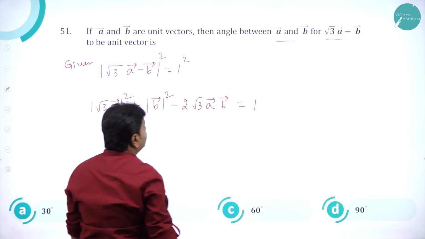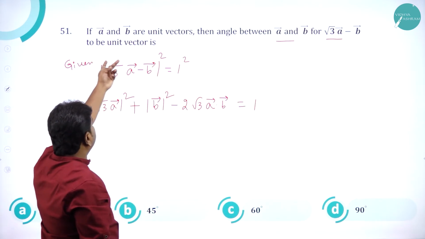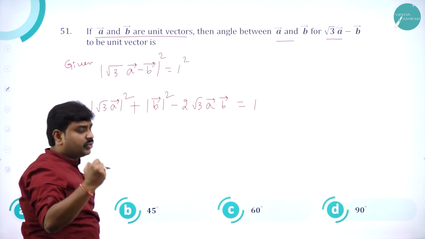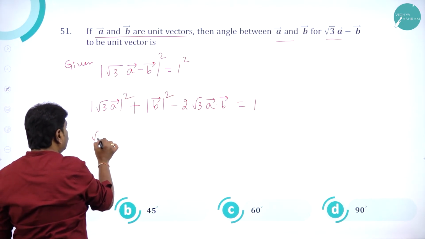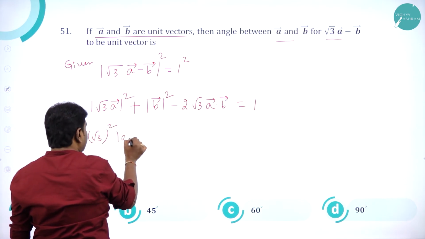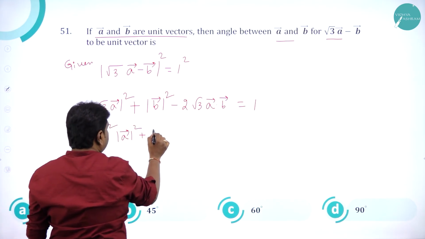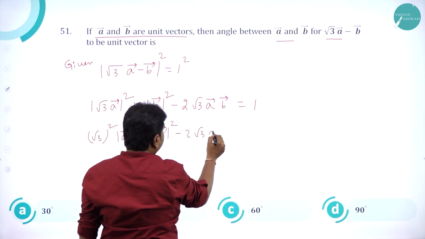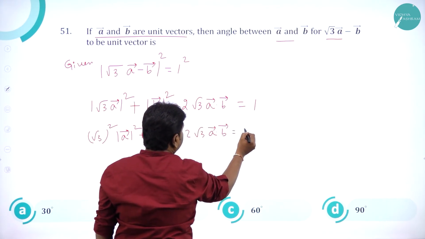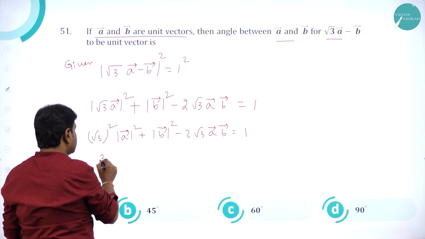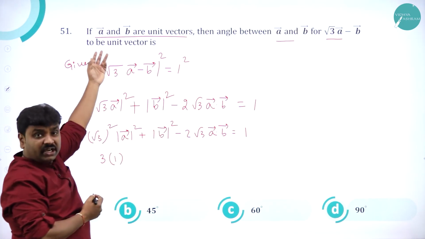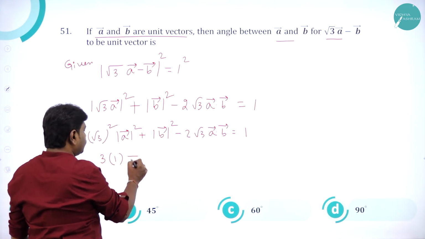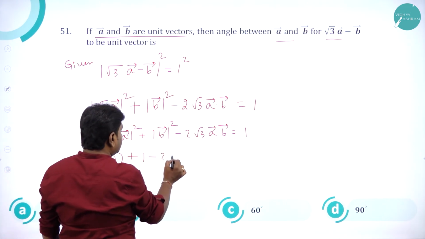1. So now they told A and B are what? Unit vectors. What is meant by unit vector? Magnitude A is 1, and this can be written as root 3 whole square magnitude A square plus magnitude B square minus 2 root 3 A dot B. Now substitute the values and get A dot B. Root 3 whole square is 3, magnitude A is 1 because they told A and B are unit vectors, meaning magnitude is 1, plus B is also a unit vector, 1, minus 2 root 3.